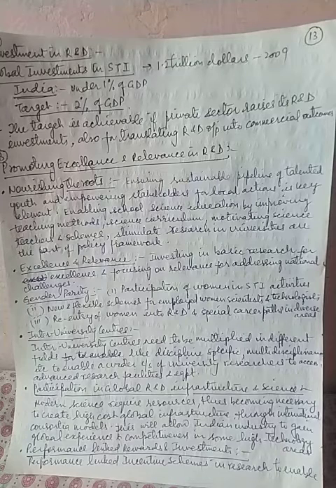Now this can be possible if we change the teaching methods, the curriculum of science, motivate and give incentives to the teachers, stimulate the research, and it should be made a part of the policy framework. The second point in promoting excellence and relevance in R&D is excellence and relevance. Now it can be possible if we invest in basic research for excellence and focus on relevance for addressing the national challenges.